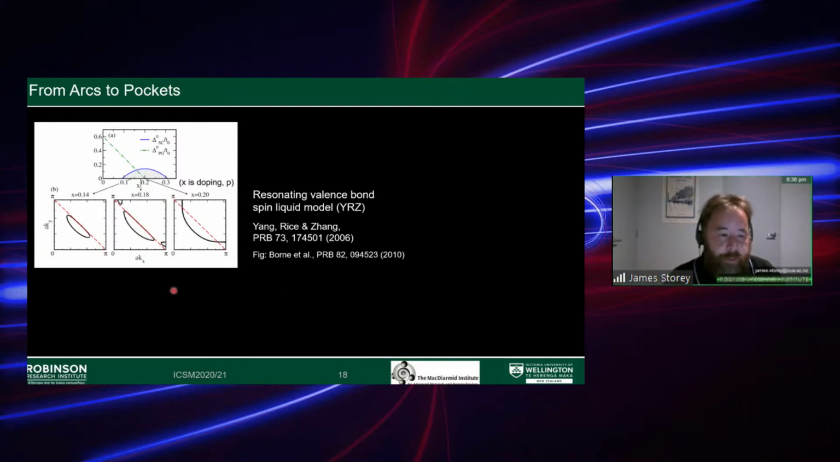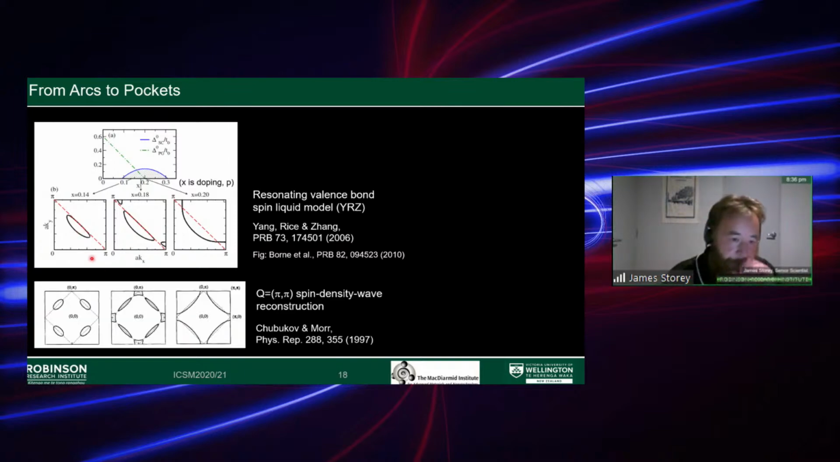And so one way around that is to, of course, assume that the arc is one side of a pocket, leading us to these Fermi surface reconstruction models, of which two examples are shown here. So in these models, the large hole-like Fermi surface in the overdoped region transforms into small pockets near the nodes, and there is an intermediate region where we also have electron-like pockets near the antinodal region.